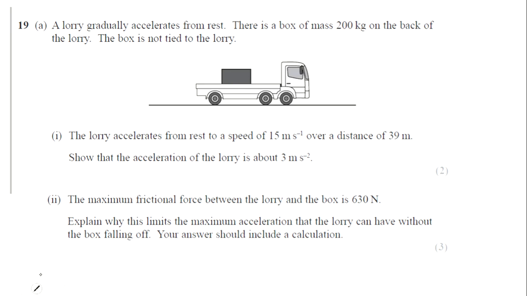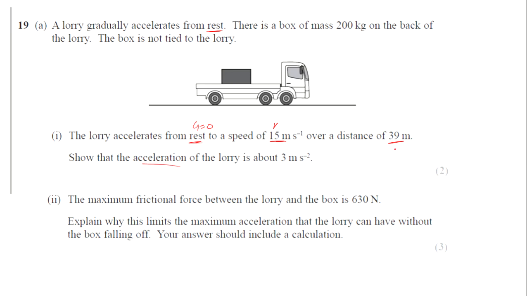Basically, this is a straightforward question. The lorry is accelerating from rest to the speed of 15 meter. That means initial speed u is 0 and the final speed v that the lorry is getting is 15. The distance covered by the lorry in this acceleration time is 39 meters. So this is the distance traveled and we need to figure out the acceleration.